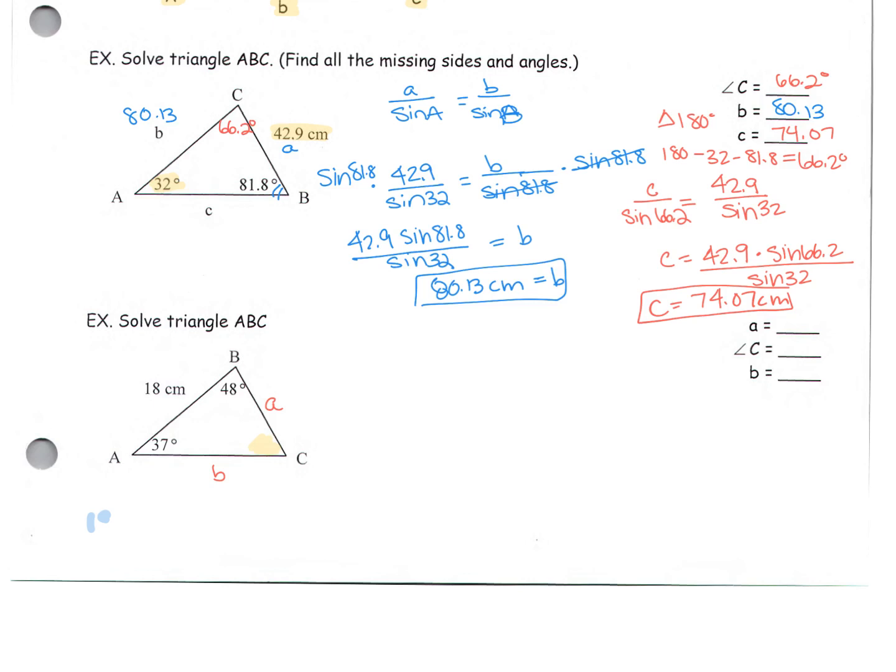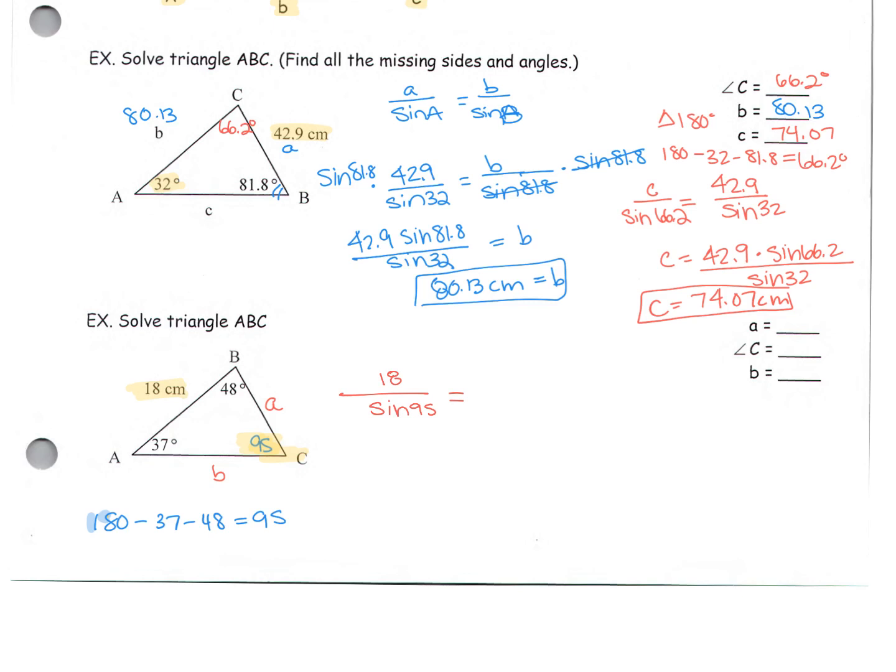Oops, sorry, I thought I went to pen. I'm going to take my 180 minus 37 minus 48. And when I do that, I get 95 for C. So now you guys will notice that I know angle C and I know side C. So this would be a great ratio to use to start my proportion. So I know 18 over sine of 95 is equal to, and now I have an option.